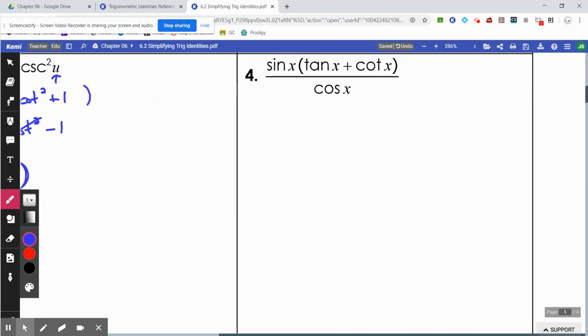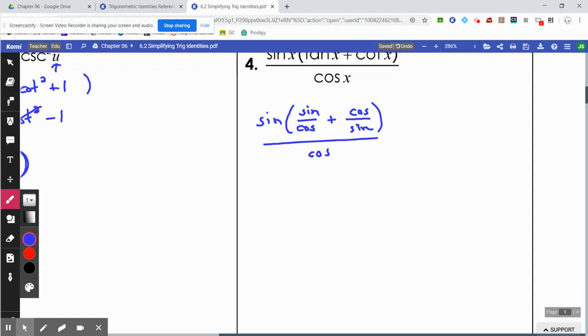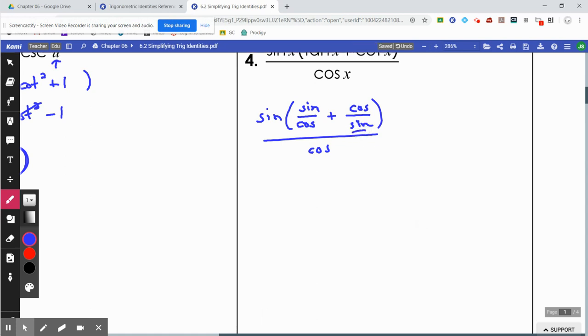Okay, next up, sine times tangent, which will be sine over cosine, plus cotangent, which will be cosine over sine. We're going to divide that whole thing by the cosine. So some strategies here. Let's say we could go ahead and distribute. When I do distribute, I see that it would actually cancel this out. So we can do that first before we find common denominators. Might make it a little bit easier.